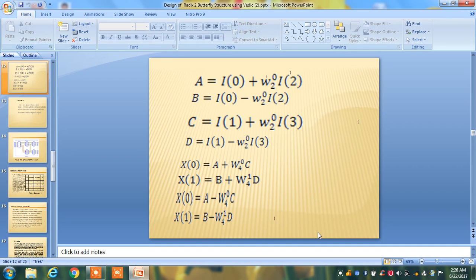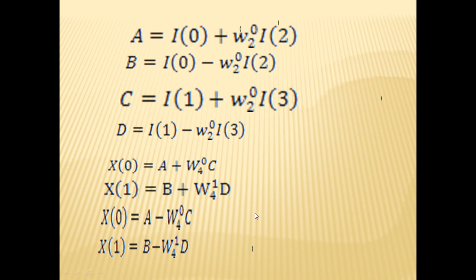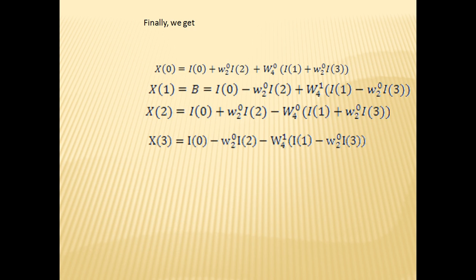This is the basic equation for the calculation of the butterfly structure. So these are the basic equations, and we can calculate our output from this. Here I represents the input, B, C, D represent the twiddle factors, and x0, x1, x2 represent the outputs. So this is the basic output of our butterfly structure, where I represents the input and W represents the twiddle factor.